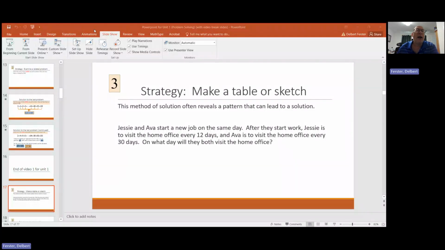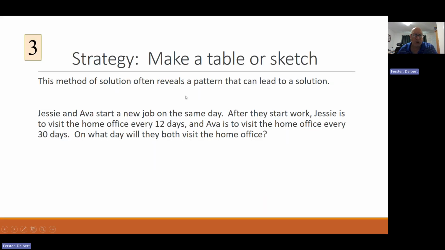All right, at the end of our last problem, we saw some interesting techniques that might help us. So let's go ahead, and here comes problem number 3. It looks like we've got a new attack, some kind of a table or some kind of a sketch that we might find useful. All right, so go ahead and read the problem.